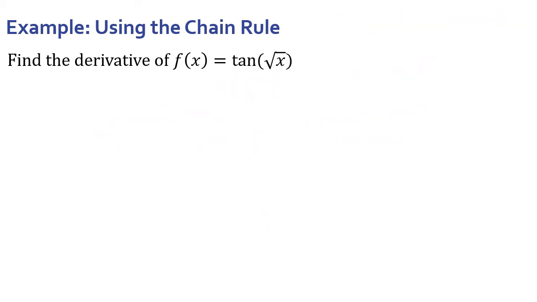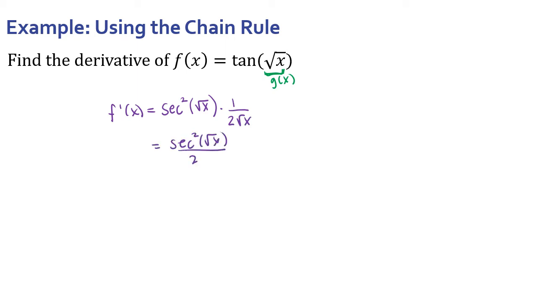So let's look at another one. So here we'd say our inside function, so our g of x function is the square root of x. Our outside function is the tangent of x. Okay, so if I were to find this derivative, it's the outside function, so the derivative of the outside function is secant squared with respect to the inside times the derivative of the inside function, which is 1 over 2 root x. So this would be secant squared root x all over 2 root x.